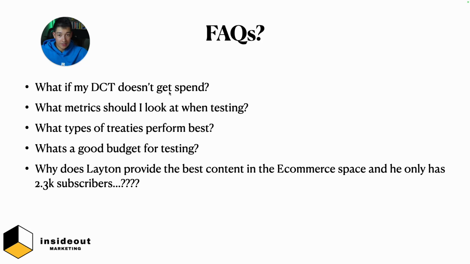So if a DCT takes spend and has a bad CPA, right? Like it gets the majority of spend, you think it's doing well, but it's not getting purchases. At that point, you'd want to turn it off and ditch that DCT.